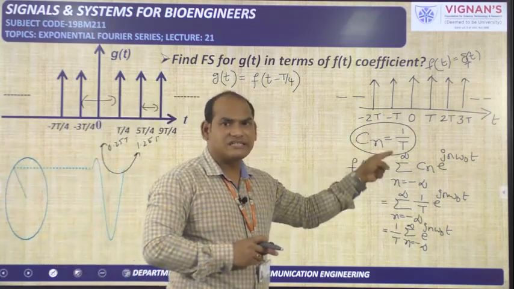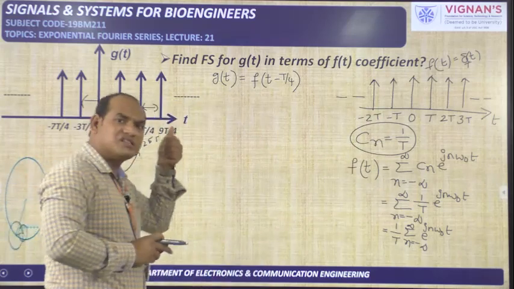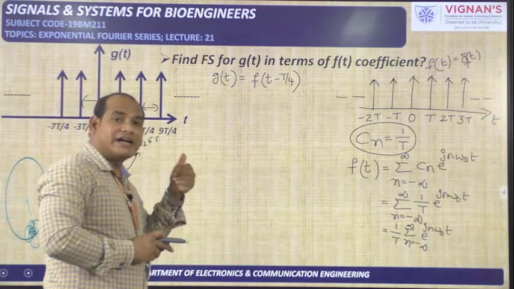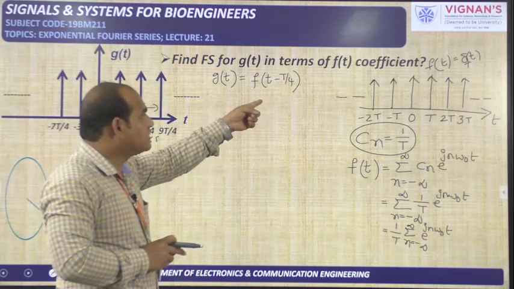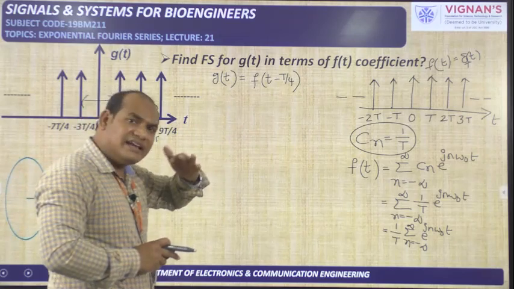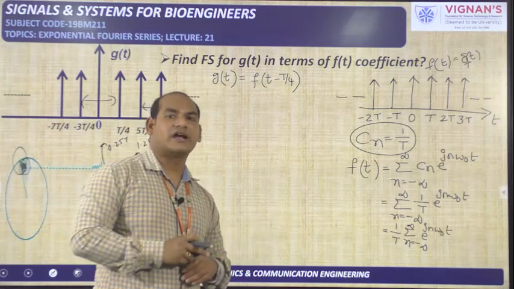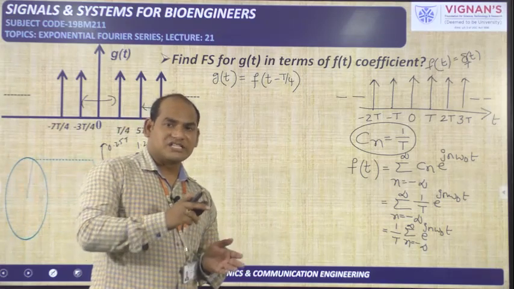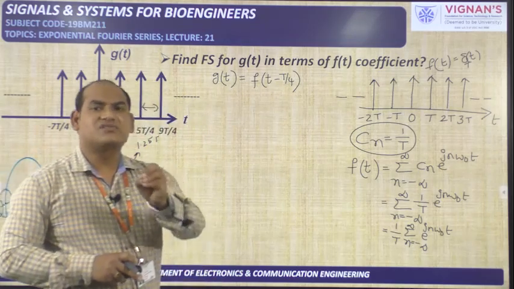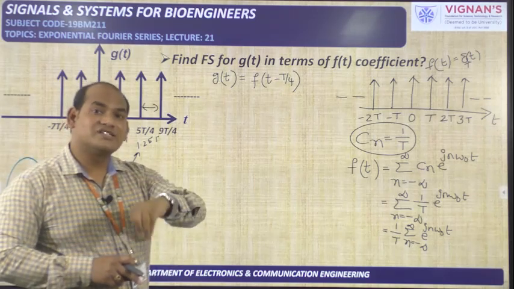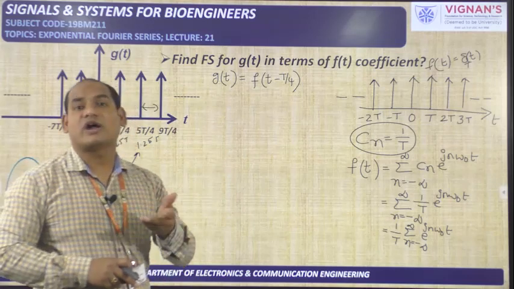Now, Cn for the f of t signal is 1 by T. Now we are going to calculate the Fourier series coefficient for g of t also. So what I am trying to tell is, some relation is there in the time domain, that is a time shifting relation. Is there any relationship available in the Fourier series coefficients also? That we are going to identify now. Fourier means the frequency domain. So with respect to frequency domain also, is there any relationship between these two signals? That we are going to identify now.